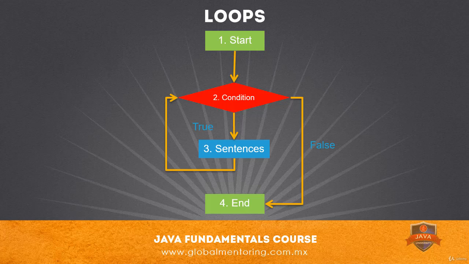Within a loop, you can include any sentence, including other loops. This is known as nested loops. There are different types of loops in Java, such as while, do-while, and for. We will see each of them in more detail.